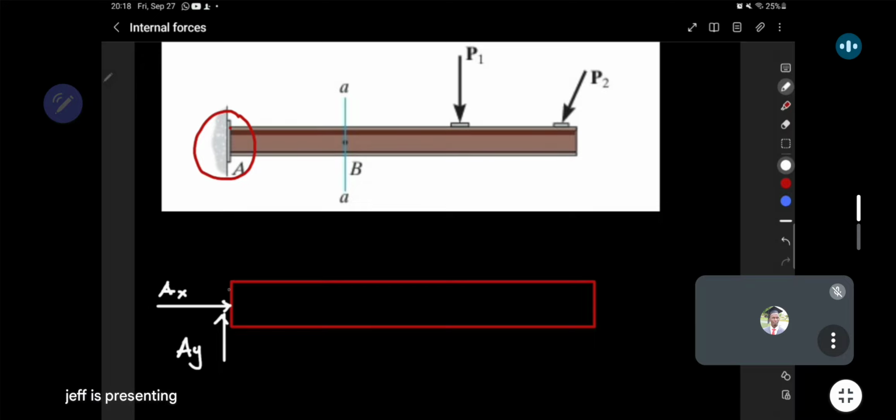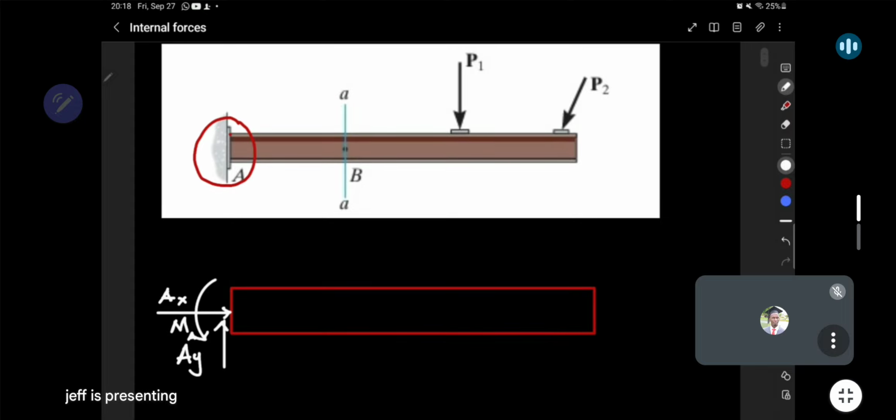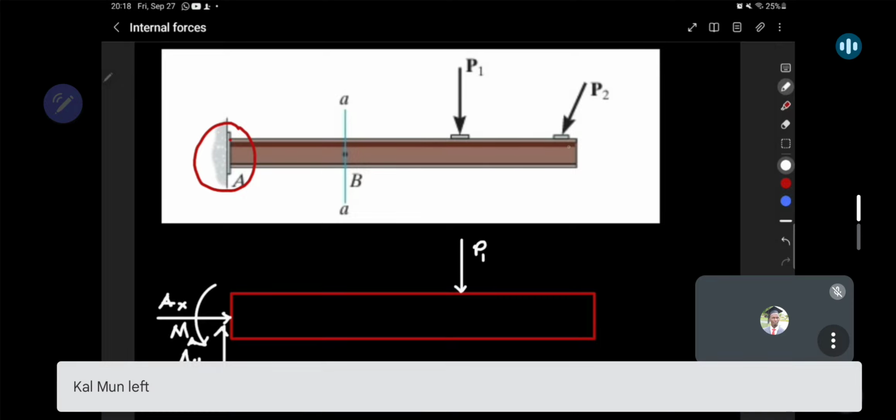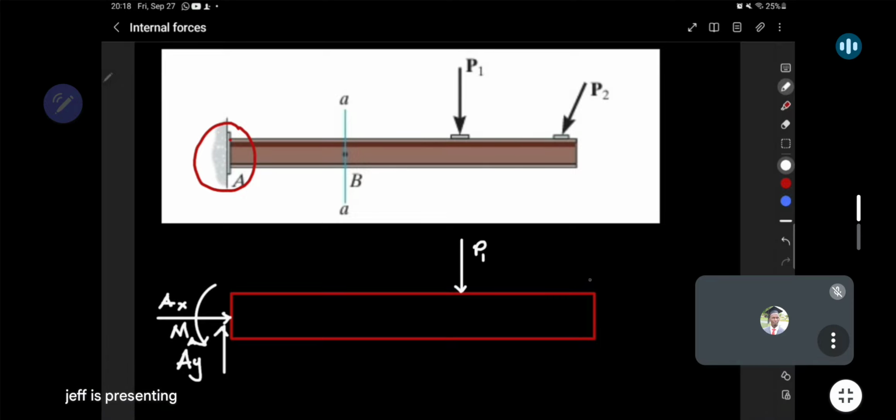But being a fixed support, we know we're going to have a couple moment reacting to rotation. So we can set this to say it's trying to rotate the beam in this manner. So this is going to be our moment at point A. So this is just a free body diagram at the point where we have that fixed support. But of course, everywhere else we still have the force P1 here, and then we have that force P2 at the far end there.